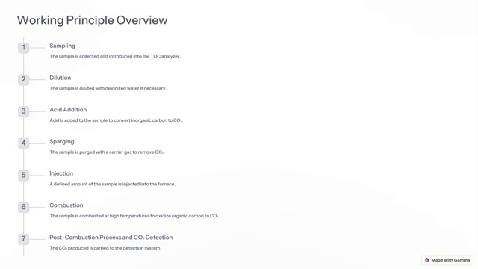So, the working principle of a TOC analyzer is a systematic process designed for precision. Here is an overview of the steps involved as shown in the flowchart on this slide. So, each step is integral to accurate total organic carbon measurement, starting from sampling and preparation to oxidation and CO2 detection. Let us examine each step in detail.